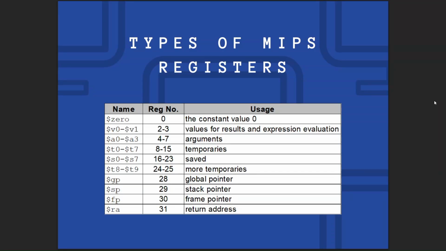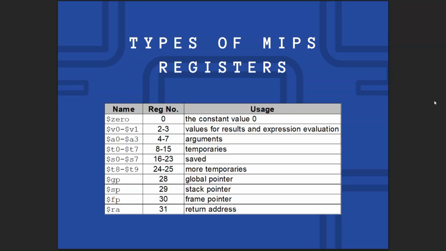Registers 4 through 7 are $A0 through $A3. These hold arguments passed to functions. Registers 8 through 15 are $T0 through $T7. These are temporary registers. If you call a function, the called function is free to override these. So the caller must save them if needed later.